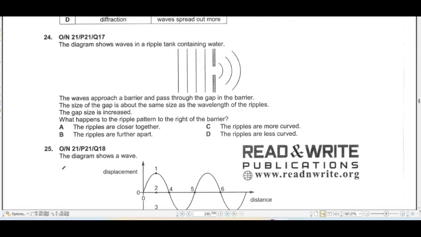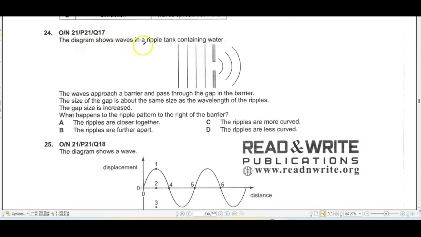Okay. Question number 24. The diagram shows waves in a ripple tank containing water. The waves approach a barrier and pass through the gap in the barrier. The size of the gap is about the size of the wavelength of the ripples. The gap size is increased. What happens to the ripple pattern to the right of the barrier? If the gap size is increased, the waves spread out less. Okay?